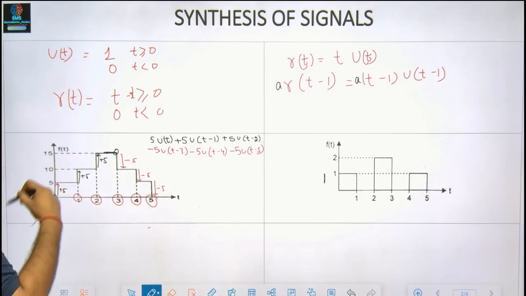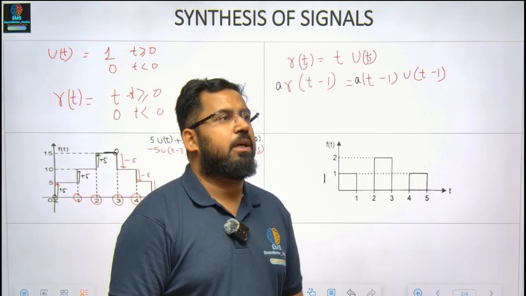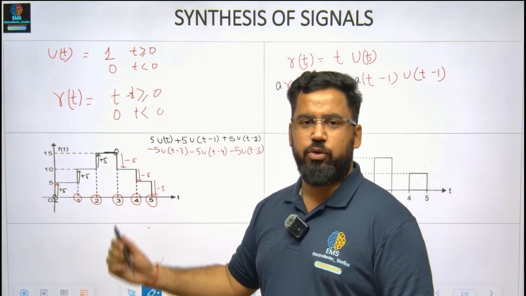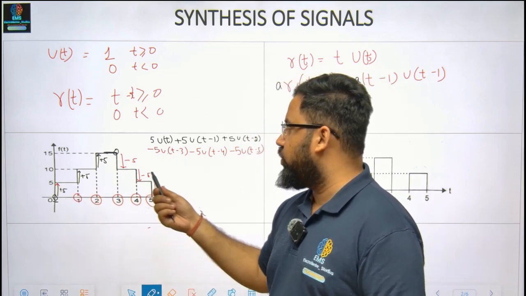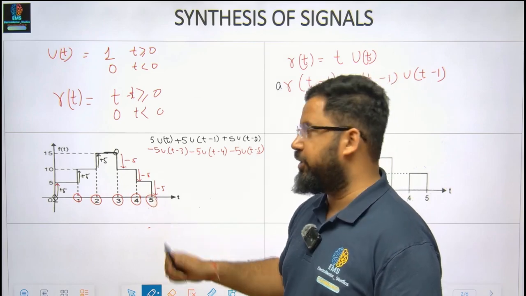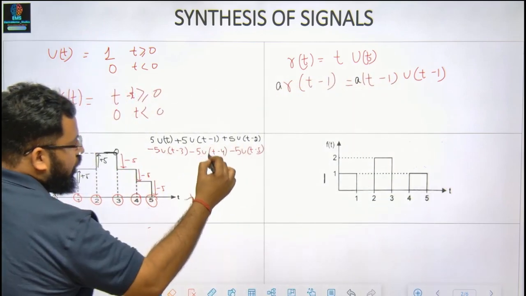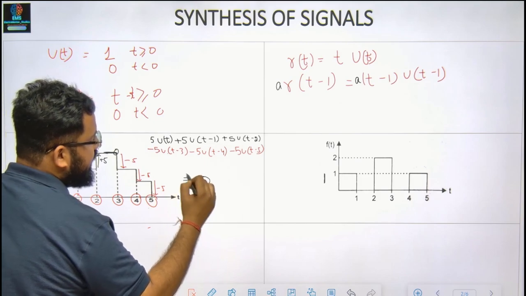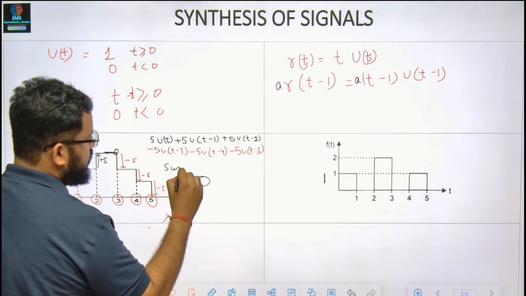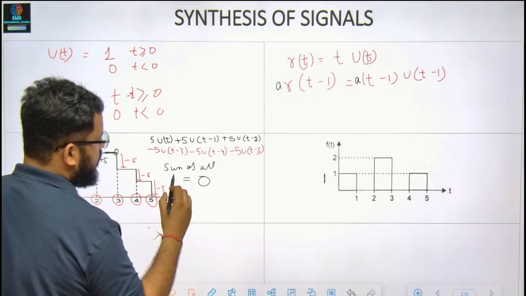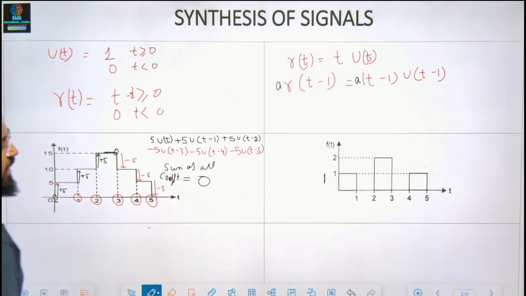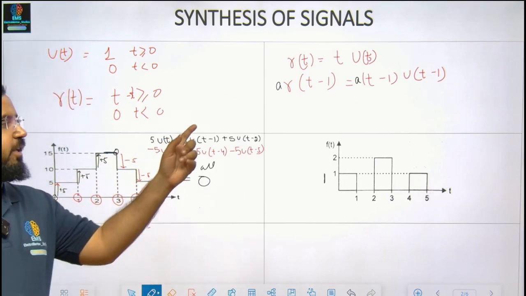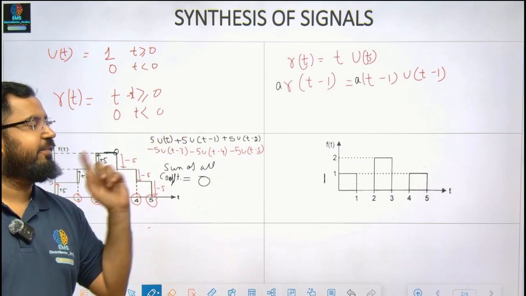Now, if you can observe something, when a waveform is being synthesized in the form of u of t, and it is a closed waveform, it started from 0 and ended at 0 in terms of amplitude, the sum of all the coefficients will be 0. So plus 5, plus 5, plus 5, minus 5, minus 5, minus 5.